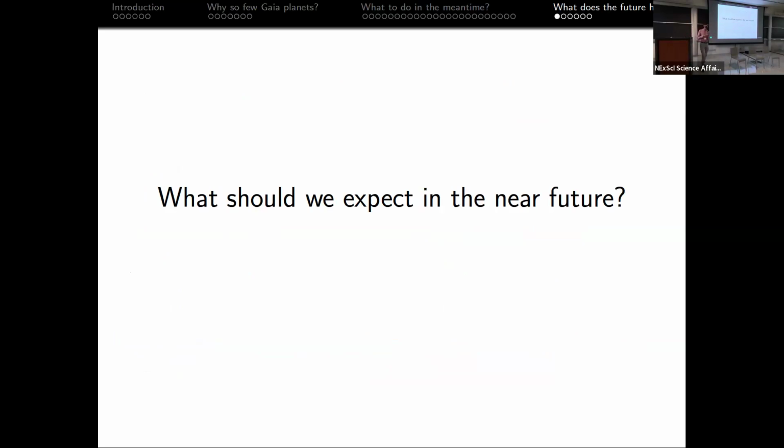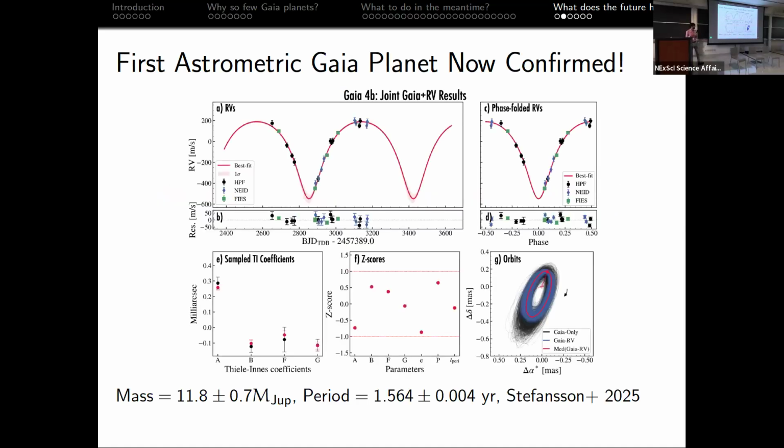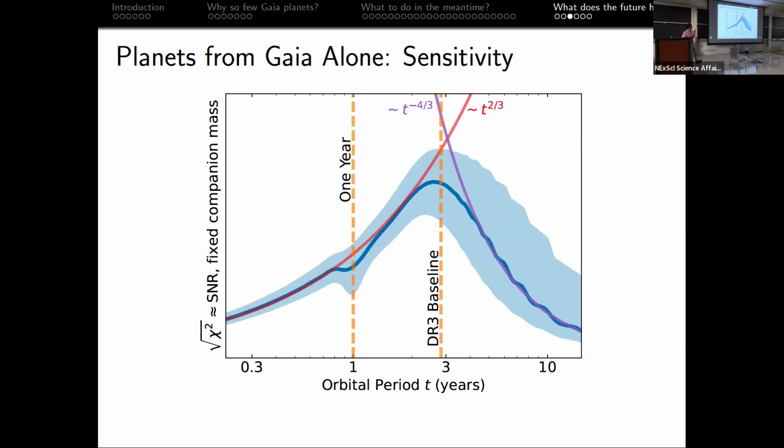And so in my last couple of minutes, I want to give a few words about what to expect in the future. At this point, there is one planet discovered astrometrically by Gaia and subsequently confirmed. This is definitely going to get more, a lot more in the next few years. How much? I don't know, but we're going to have a lot more of these kinds of things. And so we'll be able to begin to do demographics with them.